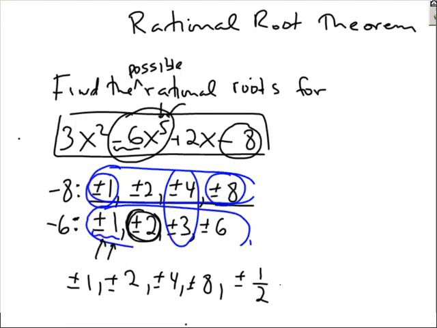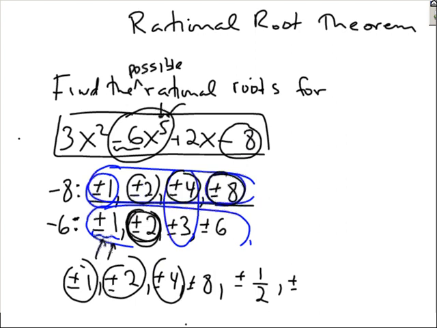I get 1 over 2, and then I get 2 over 2. But I already have that. That's 1. Then I get 4 over 2, which I happen to already have. And then I get 8 over 2, which I already have right there. So I'm done with the 1 and the 2.